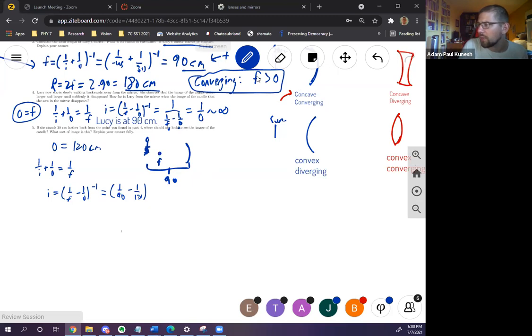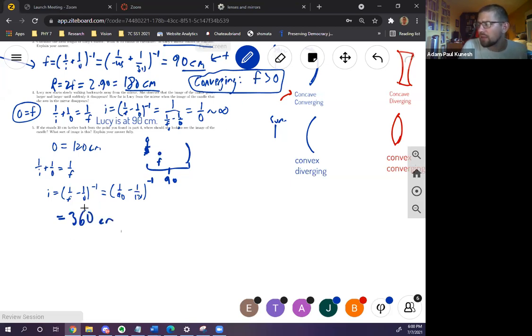Where does the image occur? Well, the image is going to occur, and we should have a negative 1 here, at 1 over 90 minus 1 over 120, to the negative 1. What's that number? 360. Wow, that's pretty far. So the image distance is now a positive number. It's positive 360.